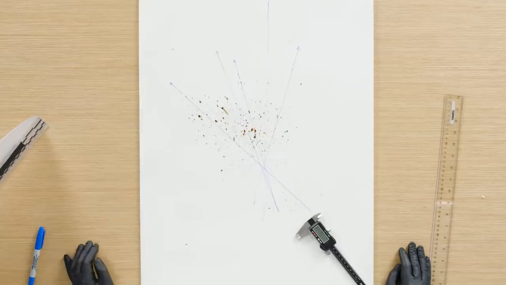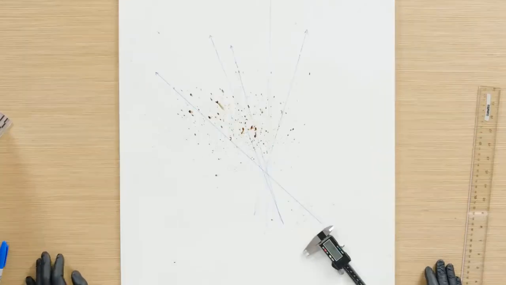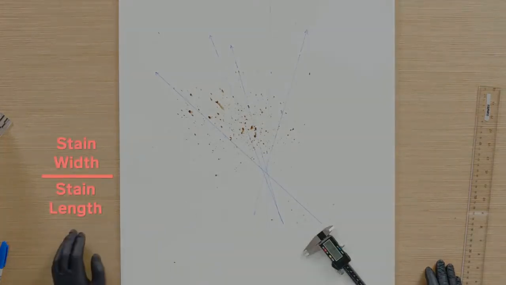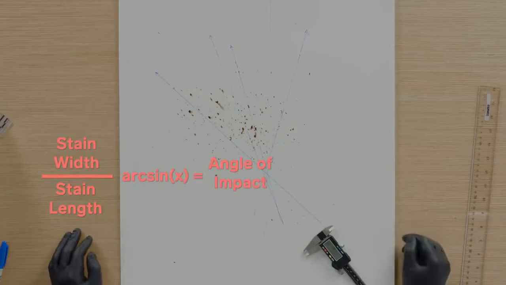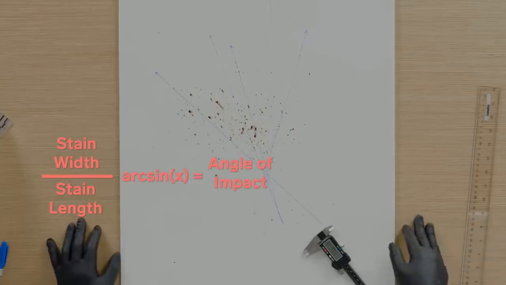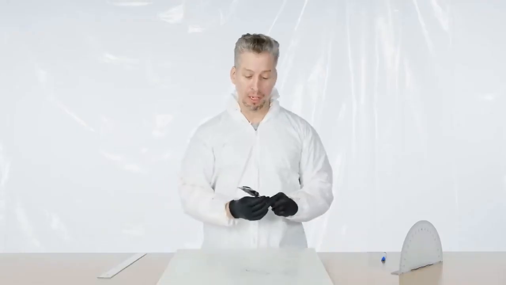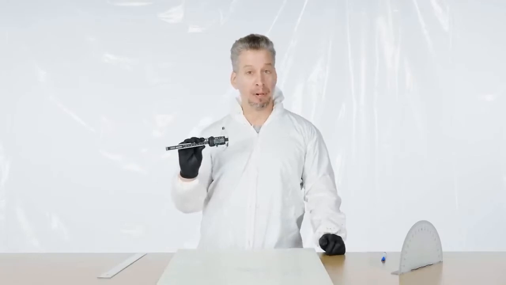Since we identified different stains that are striking our surface at different angles, we're going to figure out the angle of impact that these stains hit our surface. We do that by measuring the length of the stain, we divide it into the width of the stain, and the arc sine of that number will give us our angle of impact. When measuring stains, we always want to use millimeters, as it allows for smaller measurements. We could also use a digital caliper, and that will give us precise sub-millimeter measurements.